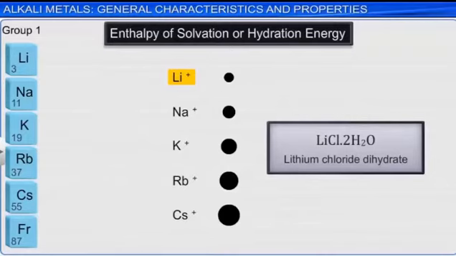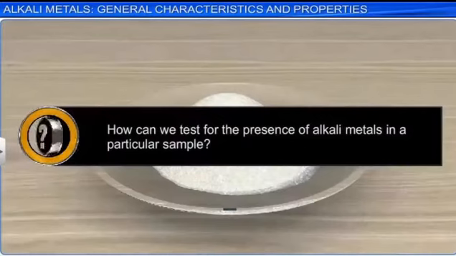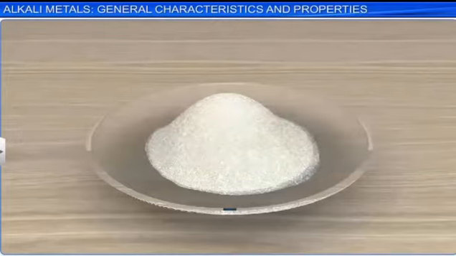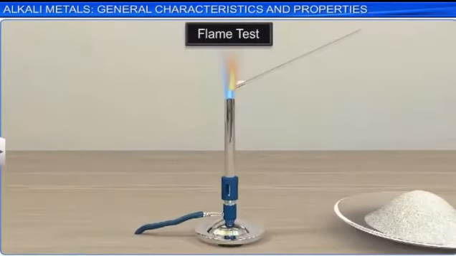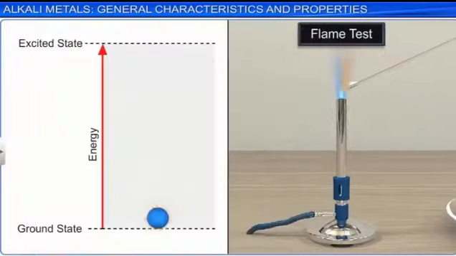How can you test for the presence of alkali metals in a particular sample? One simple and qualitative test is the flame test. If a small amount of a metal salt is held in a flame, characteristic color changes can be observed due to the movement of electrons. Electrons get excited to higher energy levels from the heat of the flame and emit energy as light as they return to their ground state.